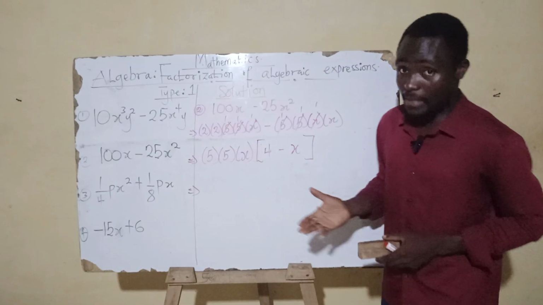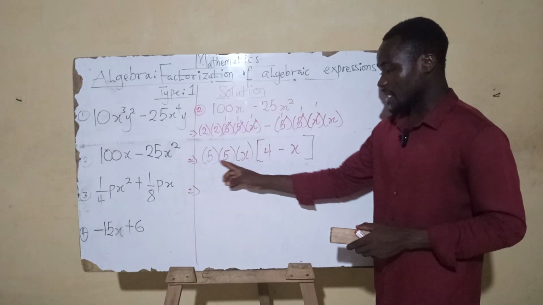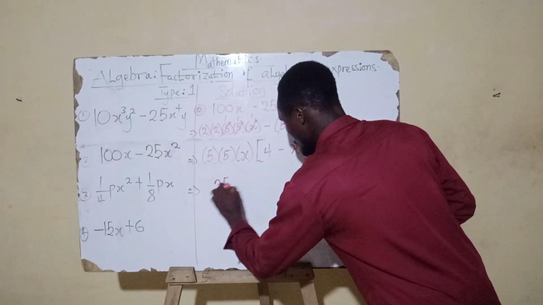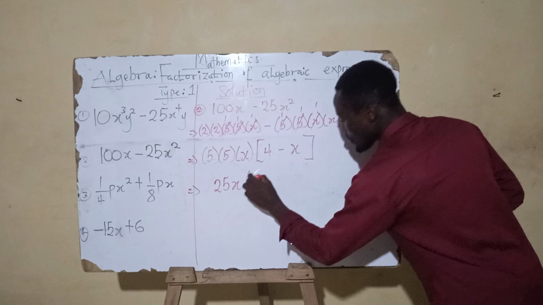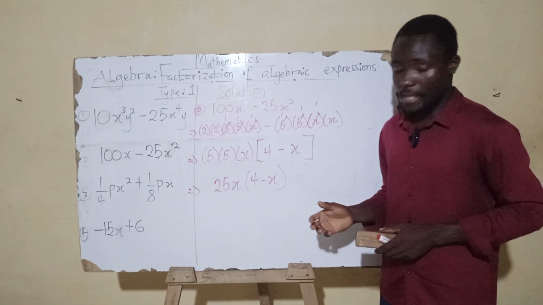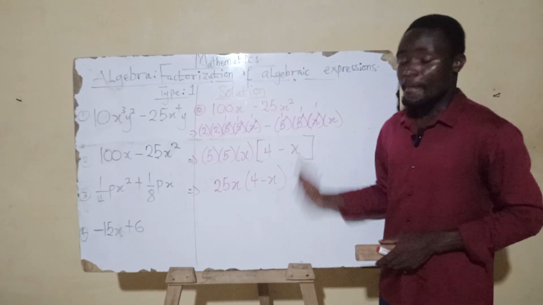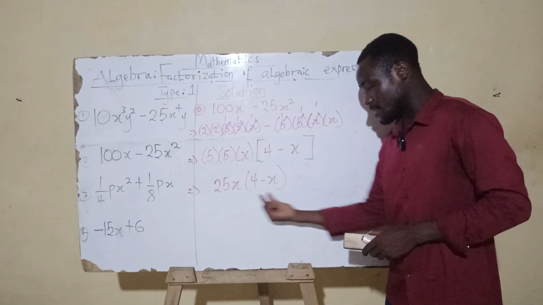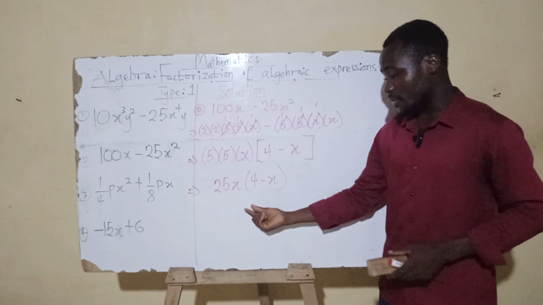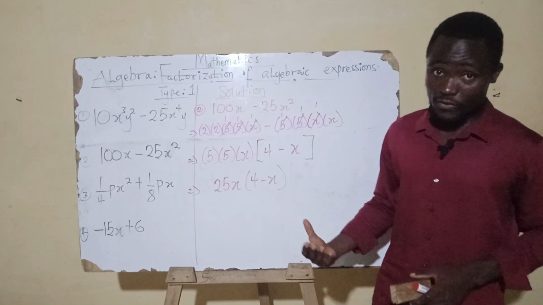So our next step, which gives us our final result, we are going to multiply this, which is 5 times 5 is 25, times x is 25x. So here I have 25x in a bracket, 4 minus x. So over here I can leave this as my final answer. Mathematically, when you use this to expand, you are going to get this one back. And if you get it back, it means your result matches with the factorization. This then becomes our final answer. And I believe you are clear with that.